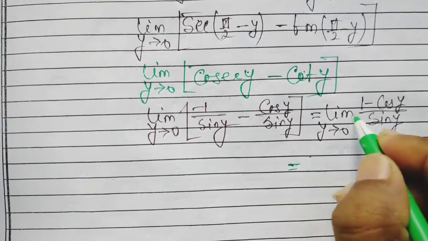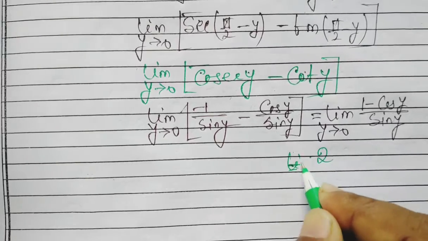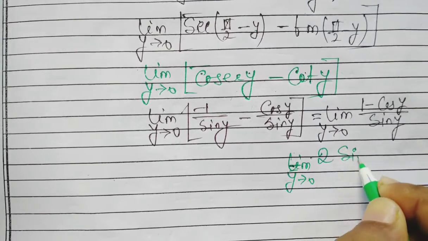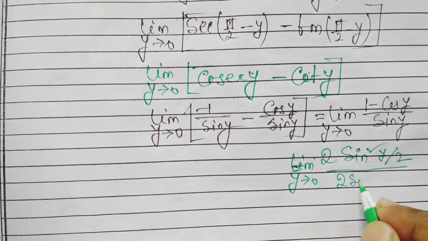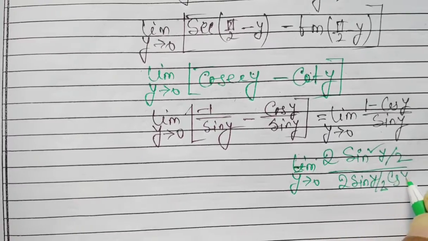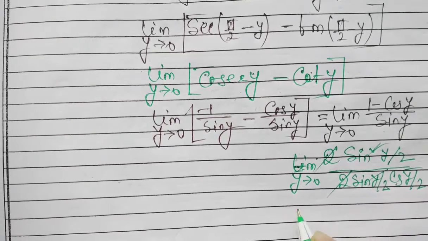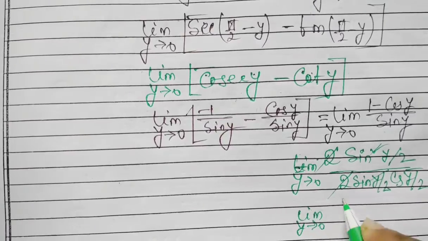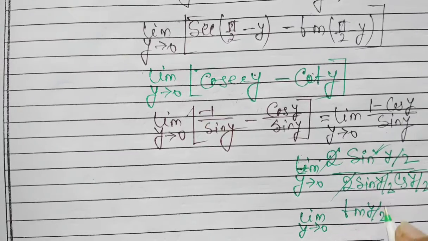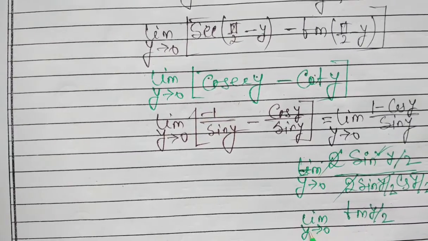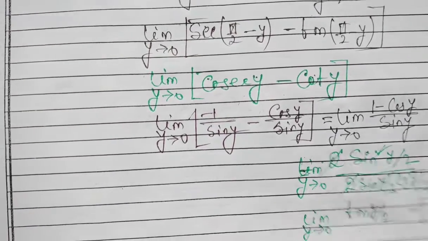This is 1 minus cos y. That means the formula of 1 minus cos theta is equal to 2 sin square theta by 2. So write here limit y tends to 0 of 2 sin square (y by 2) by sin y, that means 2 sin (y by 2) cos (y by 2). Now 2 cancelling out and one sin (y by 2) cancelling out. So here limit y tends to 0 tan (y by 2). Now is there any y in the denominator place? No. So just put the value of y equal to 0 here. So we will get only 0. So our answer will be only 0.